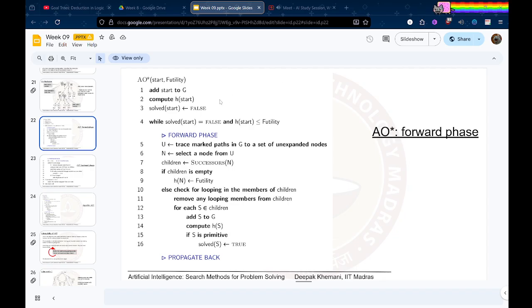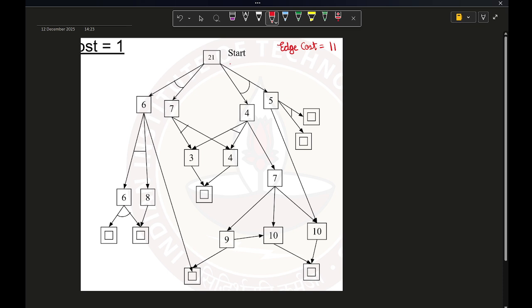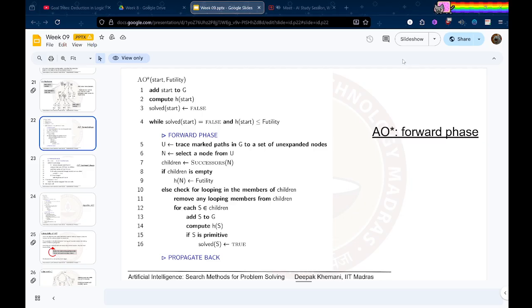Okay, so add start to G, where G is, what is G here? Add start to G, compute H start and solve start, and don't mark it as solved. So this is not solved. So this is a start node, we are adding it to G. So it's something like this right now. And keep solving this until start is either marked as true or the H start is less than or equal to futility, and futility is something that would be provided in the algorithm itself.